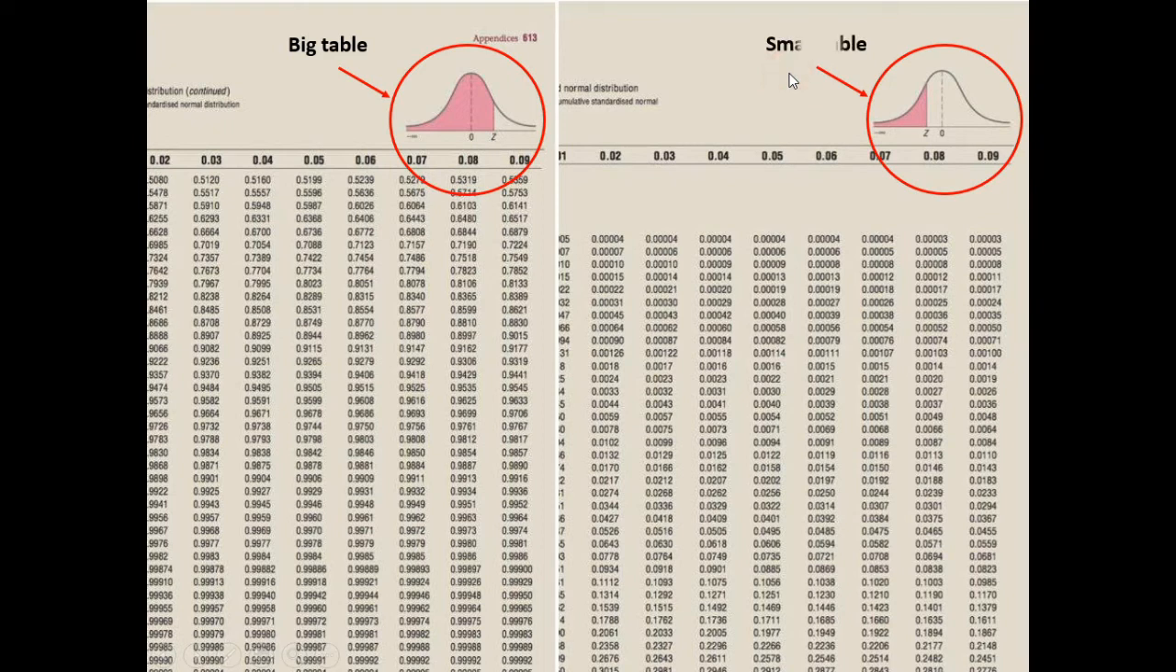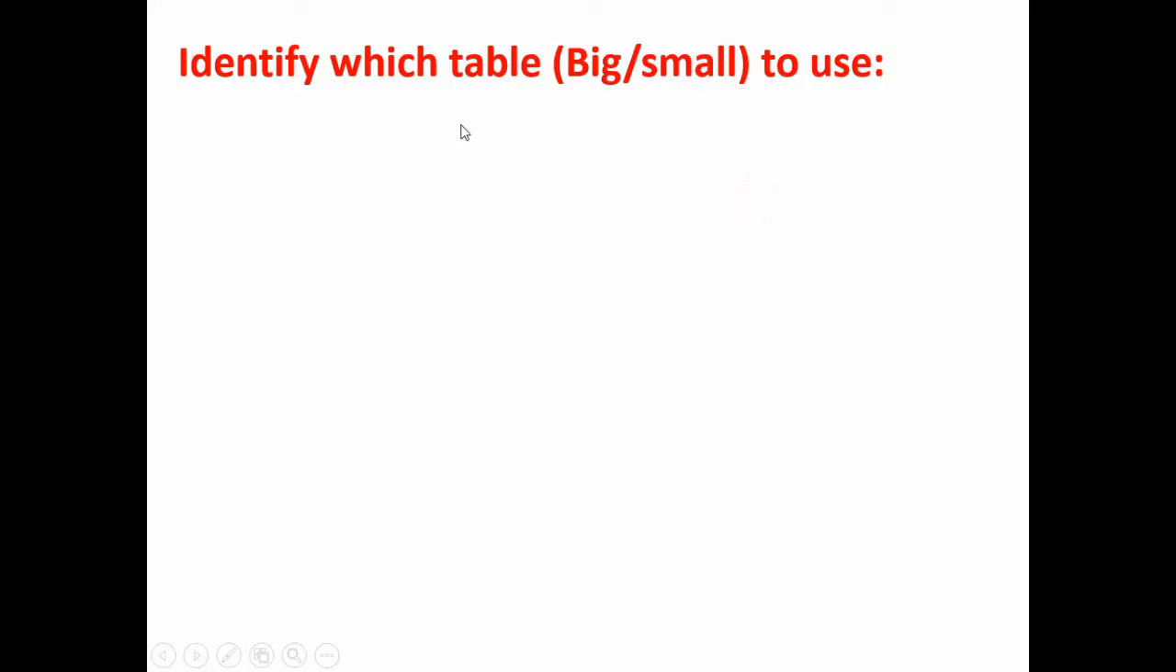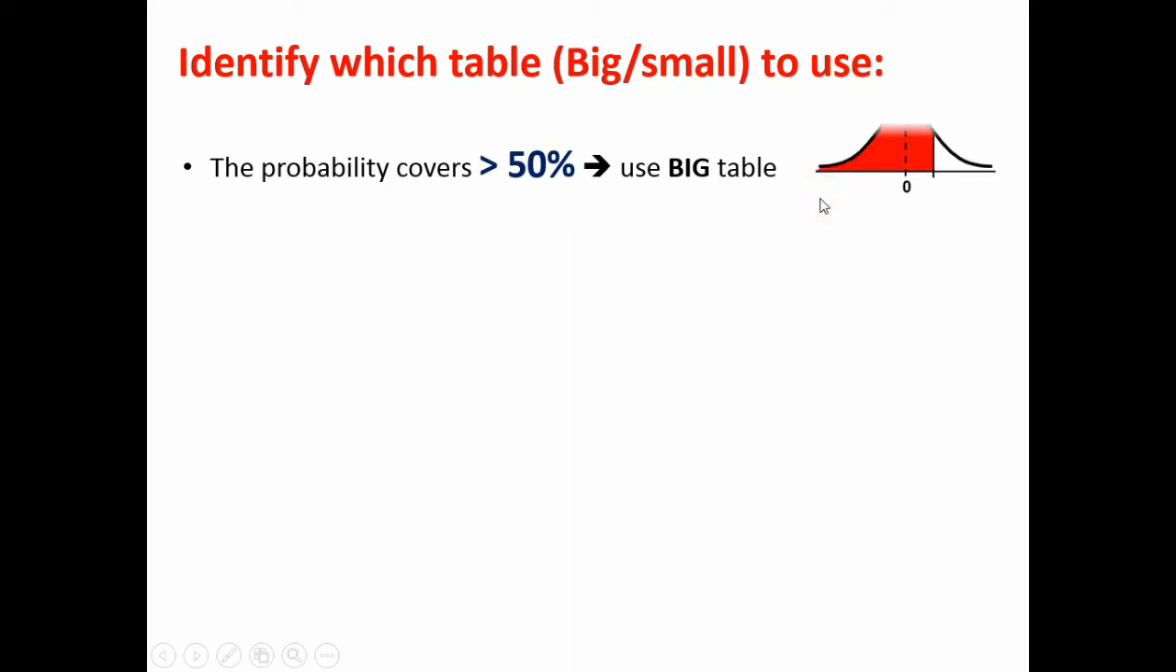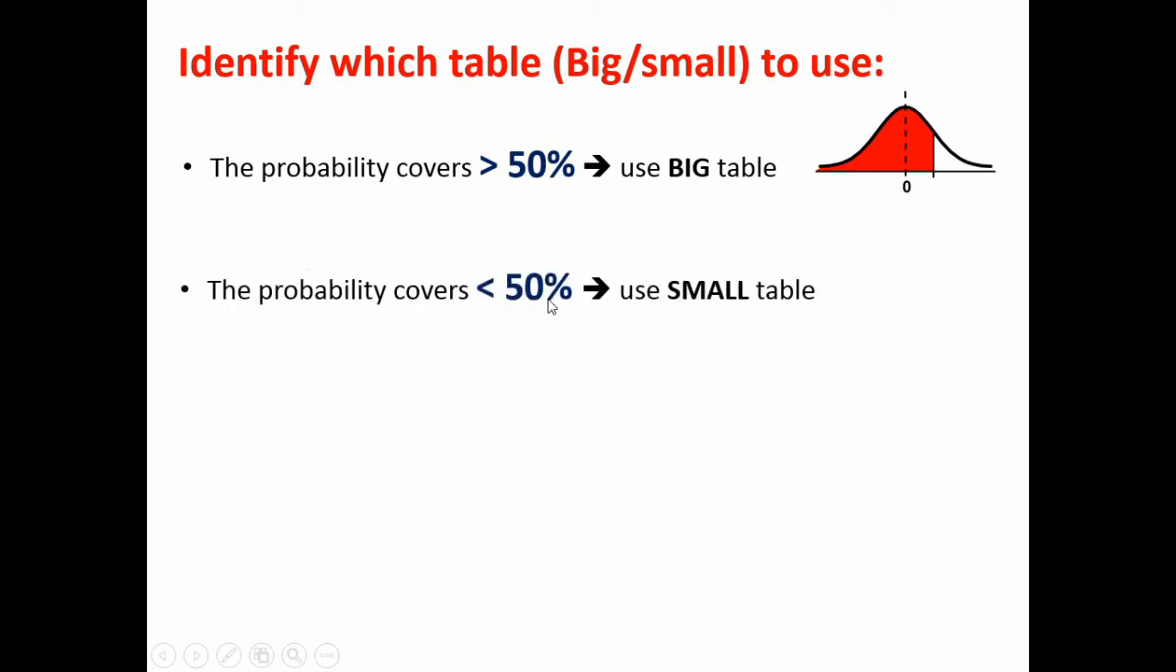When you start to use the z-table, you would be very confused about which side to use. This is very important because it would affect the accuracy of your result. So let me restate the rule. If the probability covers greater than 50% of the total, we would use the big table like this. And reversely, if it covers less than 50% of the total, we would use the small table.